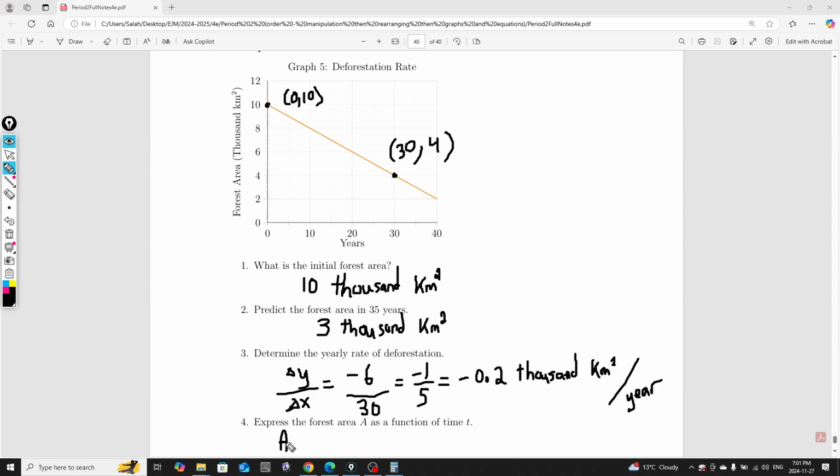Okay. And then express the forest area A as a function of time. So I'm just going to write A equals, and then I've got my slope, which is what we just calculated, negative 0.2. And then as a function of time, T is going to be my independent variable, so that replaces x, plus our y-intercept, which is 10. Okay? And that is those questions. So hopefully this made sense.